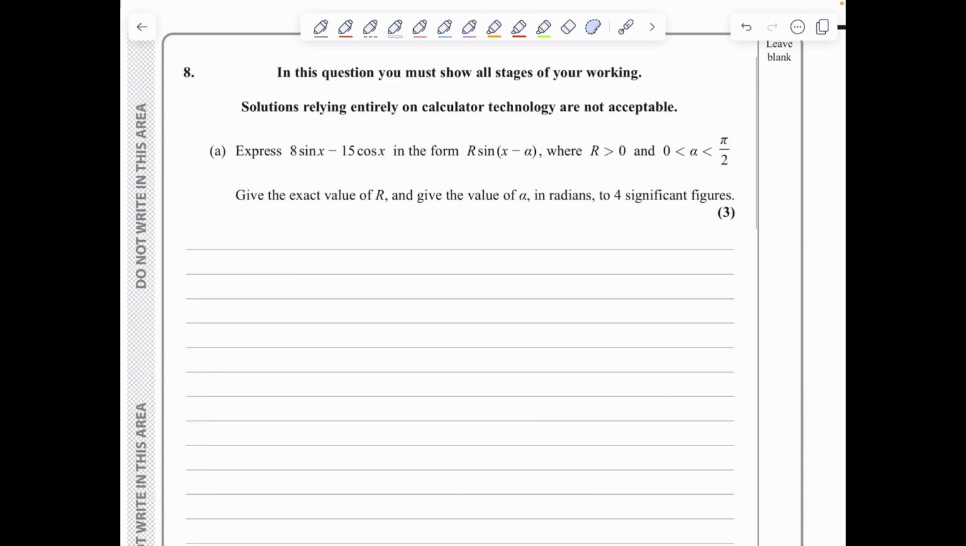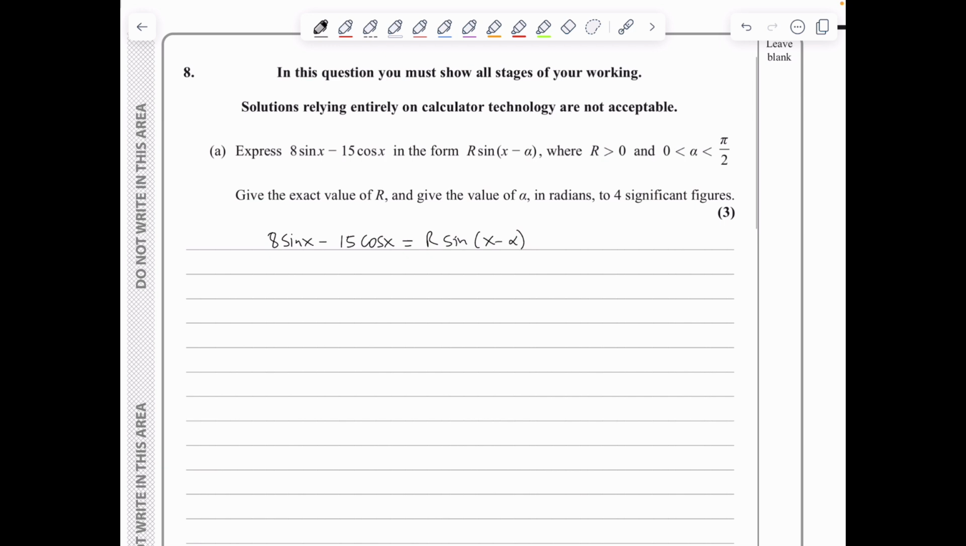In 8a, we are asked to express 8 sine x minus 15 cos x in the form r sine of x minus alpha, where r is positive and alpha is in radians between 0 and pi over 2. And we need to give the exact value of r and the value of alpha in radians to 4 significant figures, where I will start with 8 sine x minus 15 cos x being equal to exactly what I was given, r sine of x minus alpha.